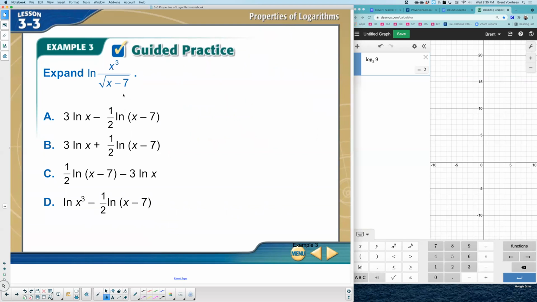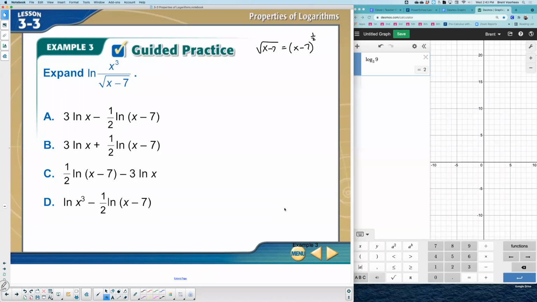Before we go too far, remind me, I showed you something earlier. This is a square root of x minus 7. What is that as a power? It's going to be the power 1/2. But this is x minus 7, so it'll be parentheses x minus 7 to the 1/2. Okay, so go from here and solve DOL number 3.